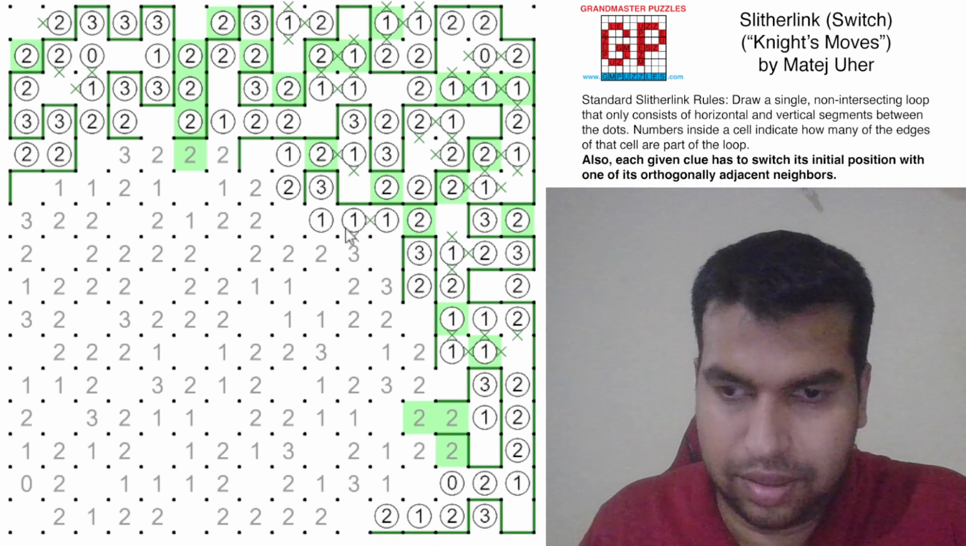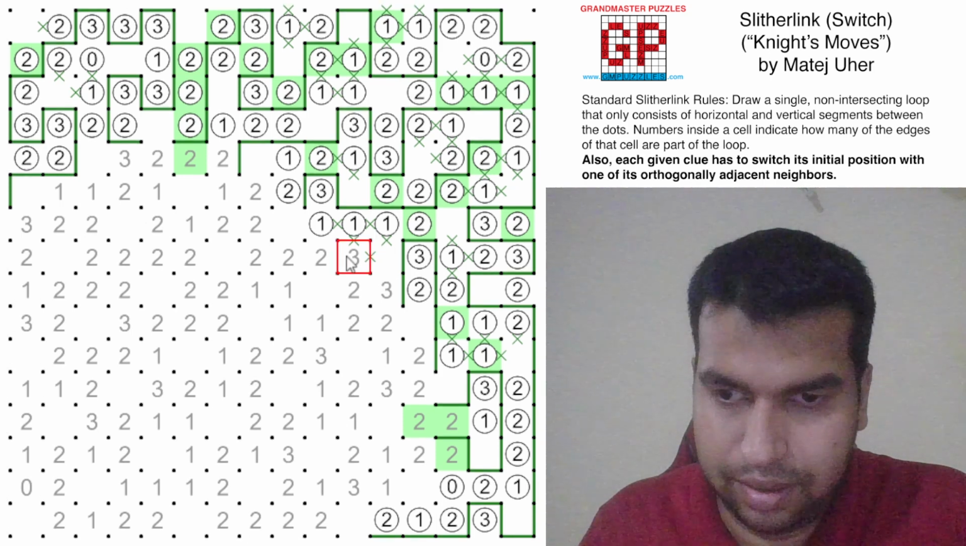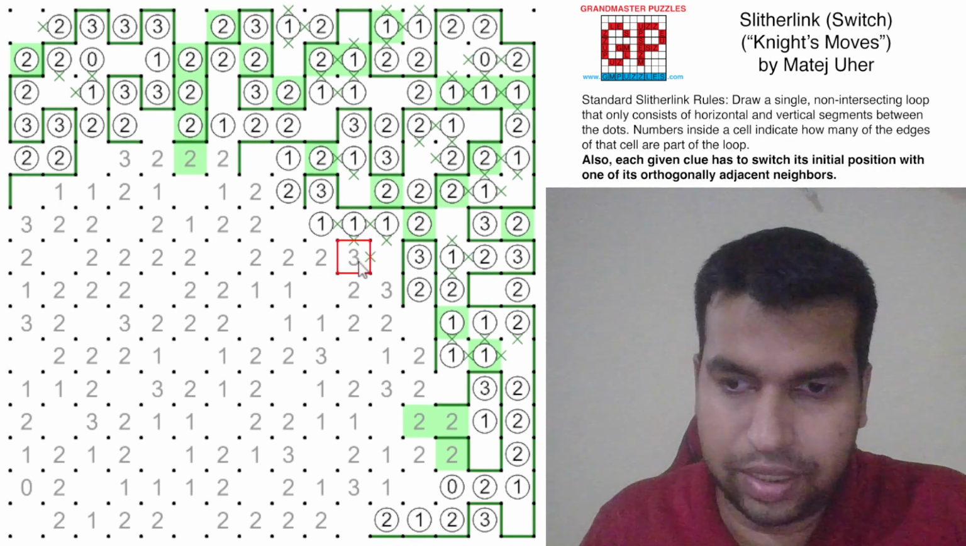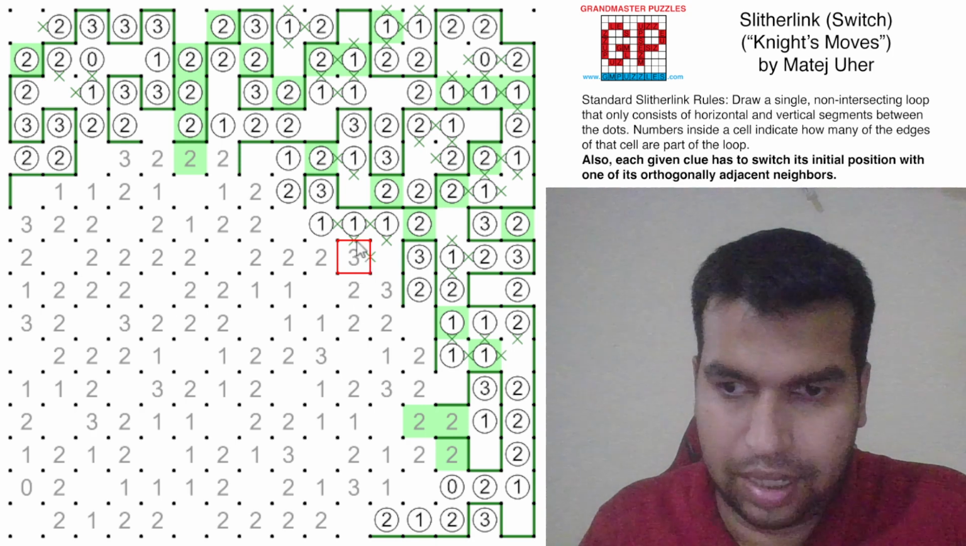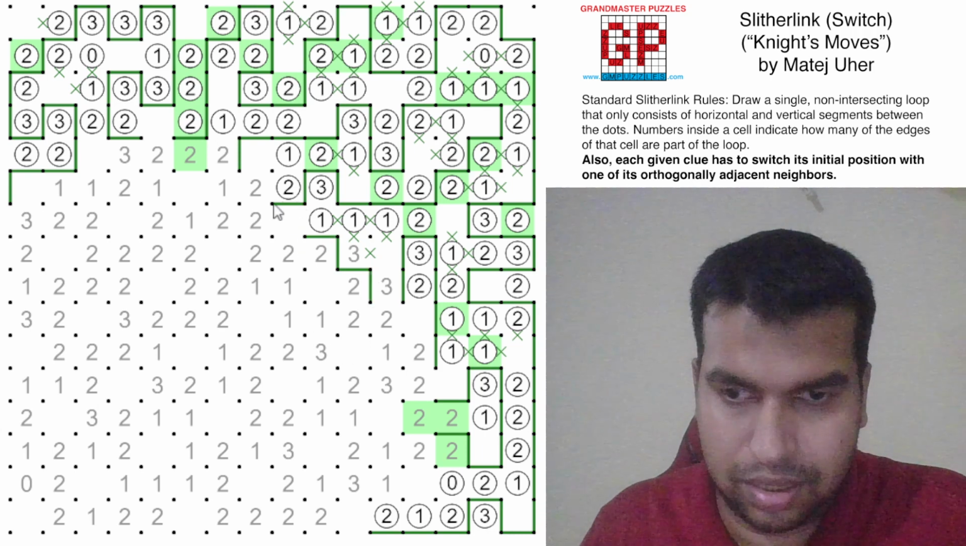And these markings. Then now this cell actually has to be a 2, whether it goes this way or this way. Then that means you actually get these lines forced, and this as well.